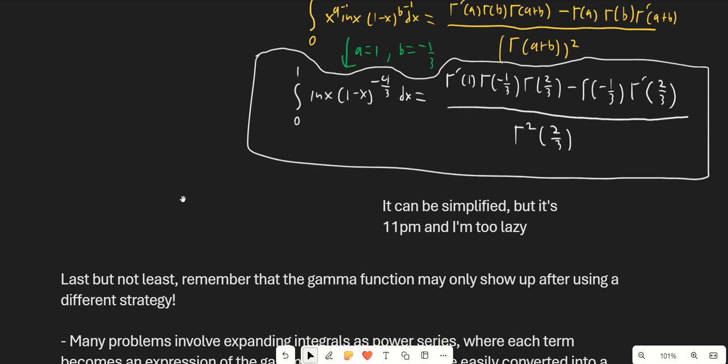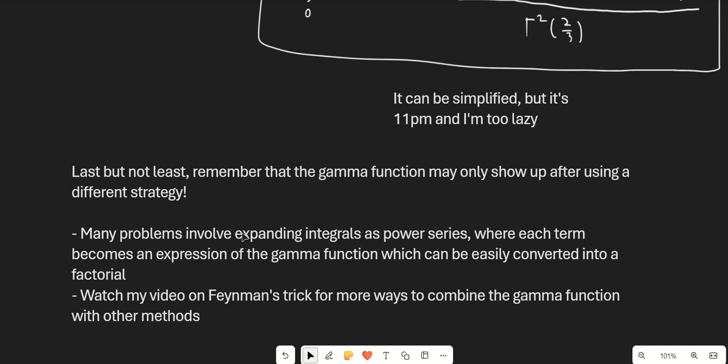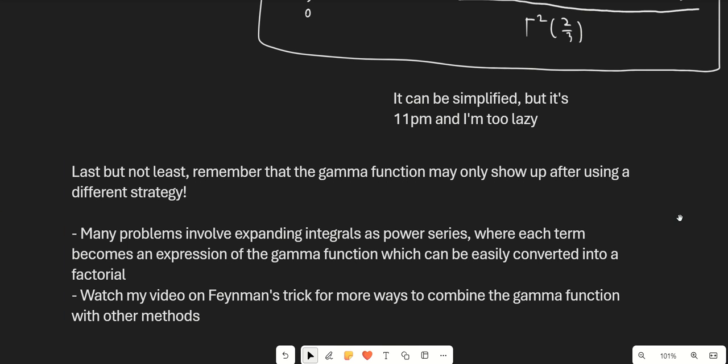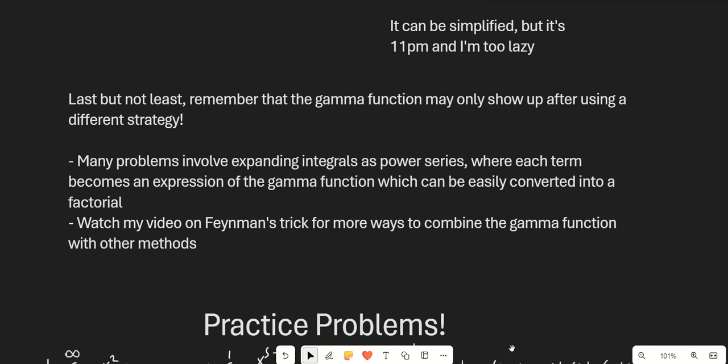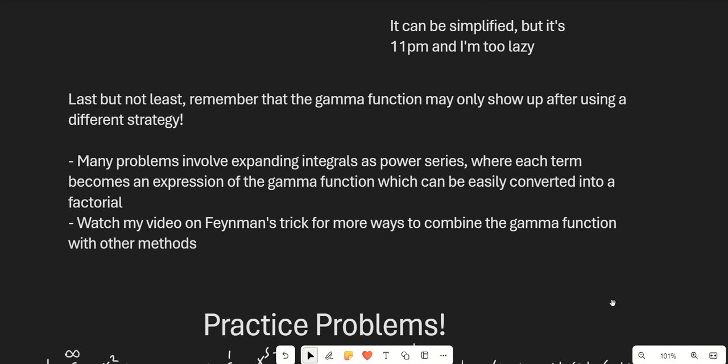And finally, remember that the gamma function usually only shows up after using a different strategy. If you're in an integration bee or you're looking up integrals online, they're not going to give you an integral that's already in the form of the gamma function. You're going to need to work for it, and you're going to need to notice when it's time to actually apply the gamma function. So this usually happens after expanding something as a power series, where each term becomes an expression of the gamma function, which can be converted into a factorial. Or often it'll happen after a series of substitutions. Again, you can see my video on Feynman trick for more ways to combine the gamma function with other methods.